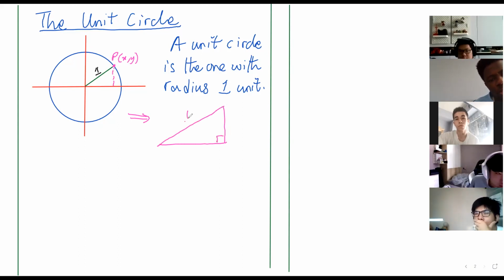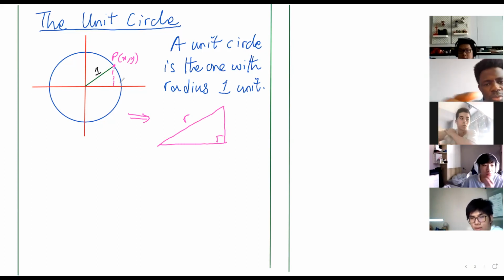The radius would be this, yes? Or maybe the radius is just r in general. Now, this is P, this is O, let's call this Q.